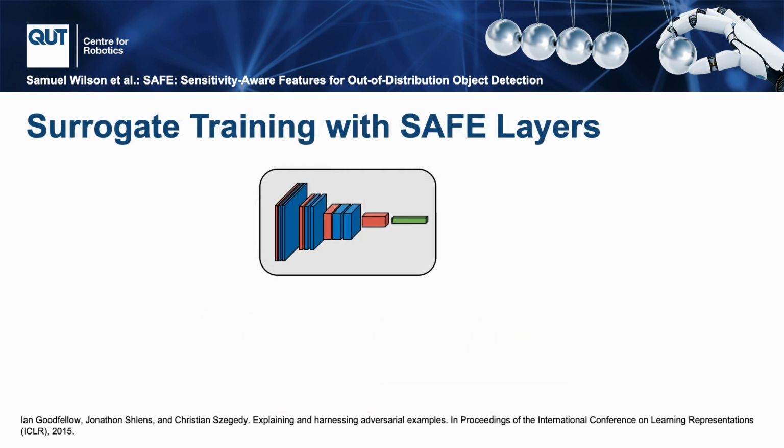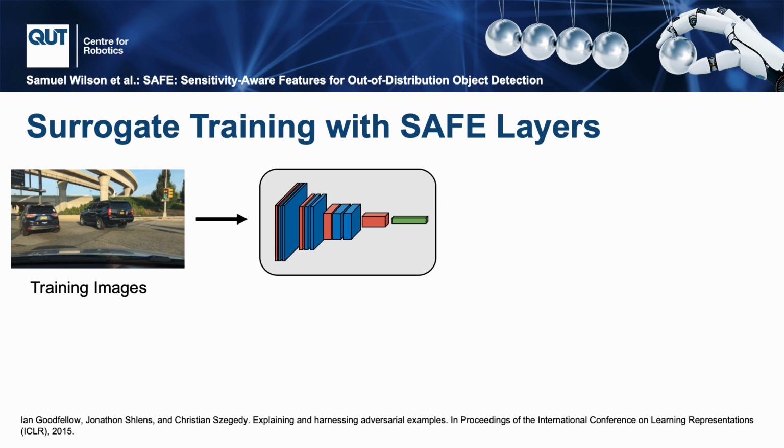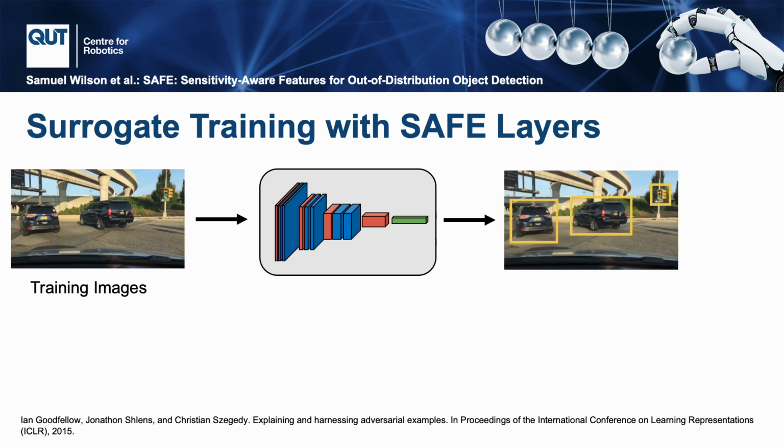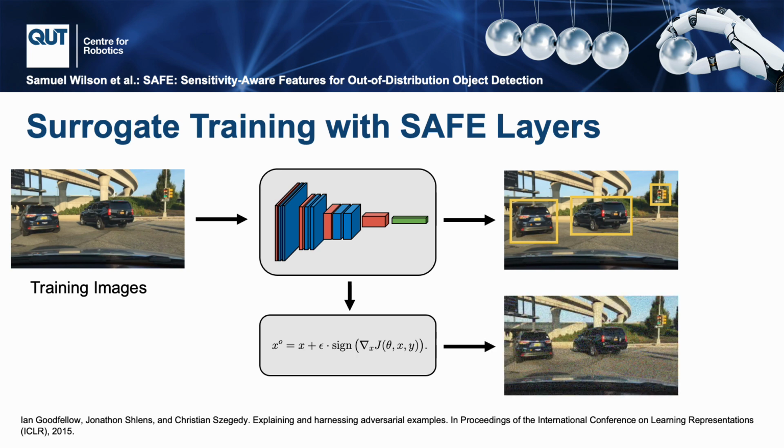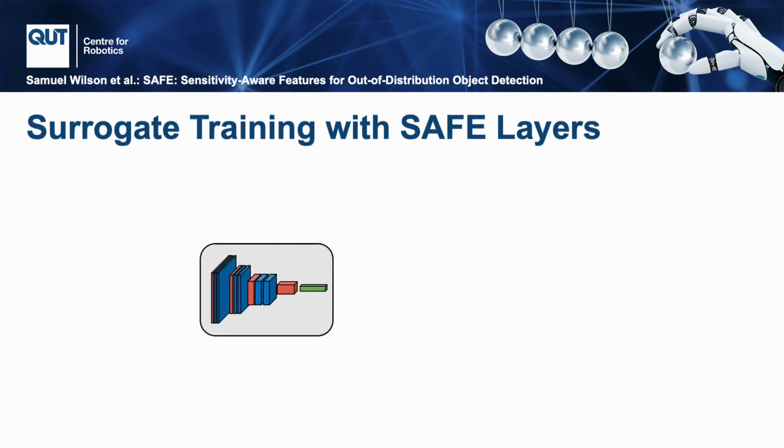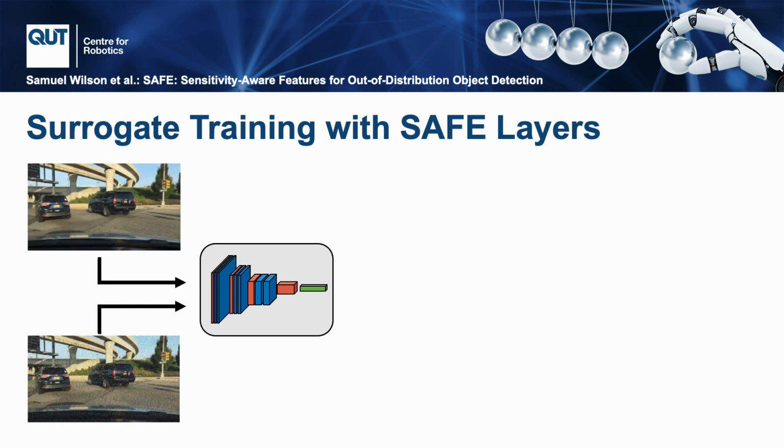In order to leverage our safe layers, we propose a surrogate training methodology using an auxiliary meta-classifier network. To begin with, for each training sample, we generate both its bounding boxes and an adversarial example using FGSM. For these pairs, we extract the feature maps from the safe layers of the backbone of the object detector network.